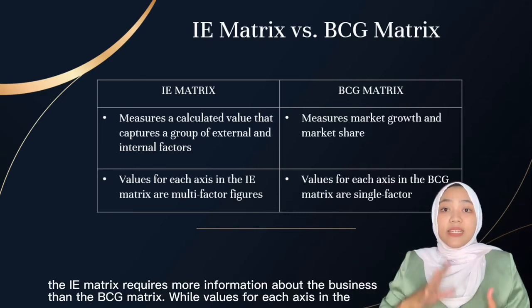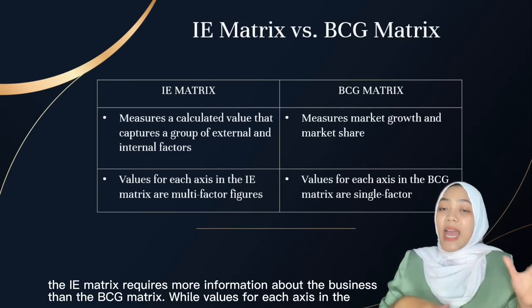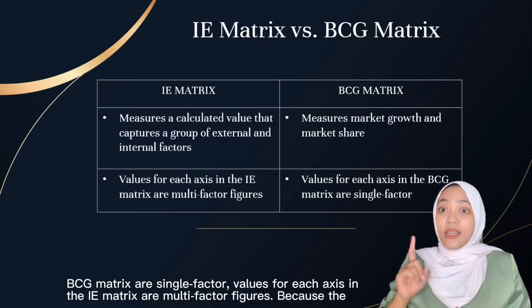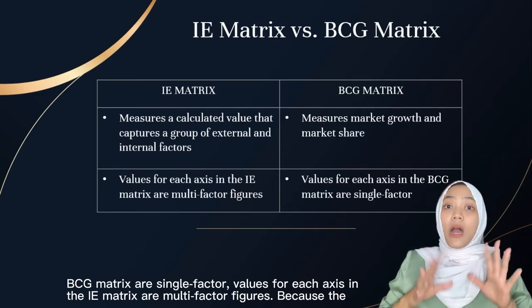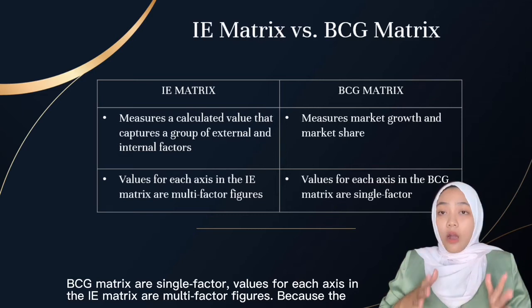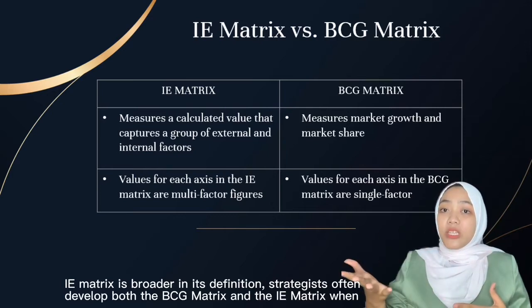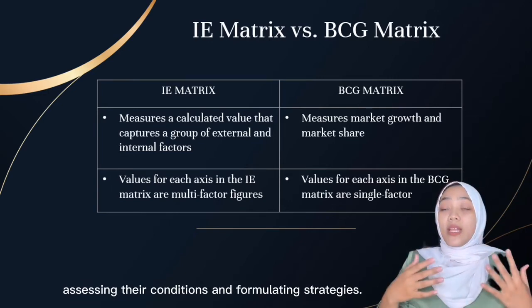This means that the IE matrix requires more information about the businesses than the BCG matrix, while the values for each axis in the BCG matrix are single-factor. Meanwhile, the values for each axis in the IE matrix are multi-factor figures. Because the IE matrix is broader in its definition, strategists often develop both the BCG matrix and the IE matrix when assessing their conditions and formulating strategy.